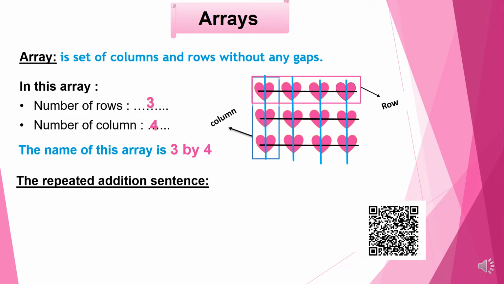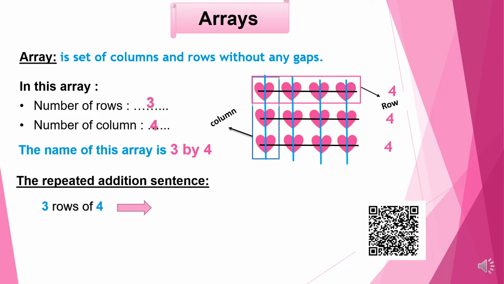Let's write the repeated addition sentence for each, columns and rows. Okay, the first way we can say 3 rows of 4, because we have 3 rows and inside each row we have 4 items or 4 hearts. Here 4 and here 4 and here 4.